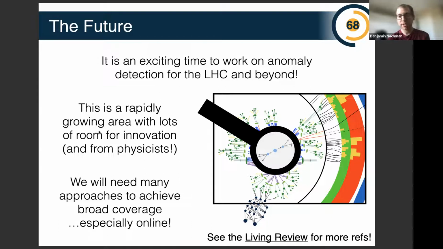And in this talk, I've only mentioned a small number of examples, but if you want to see more about the state of the art, there's a living review of machine learning for particle physics. It's linked at the bottom. There's a whole section on anomaly detection where you can see a large number of papers on the subject.